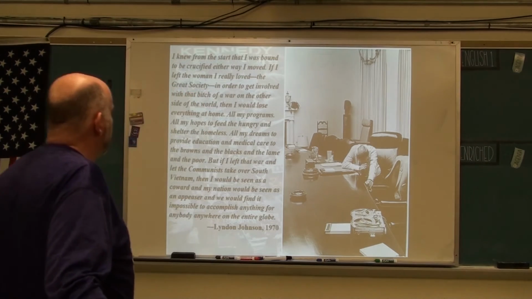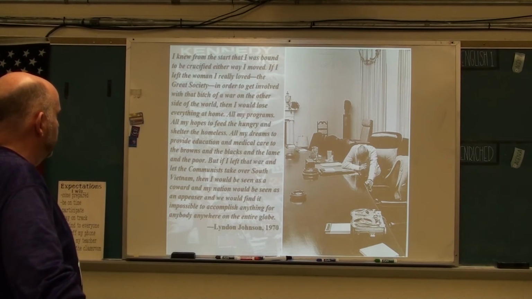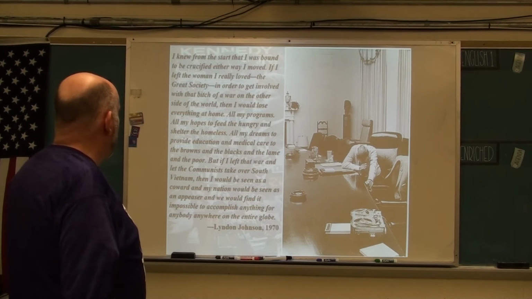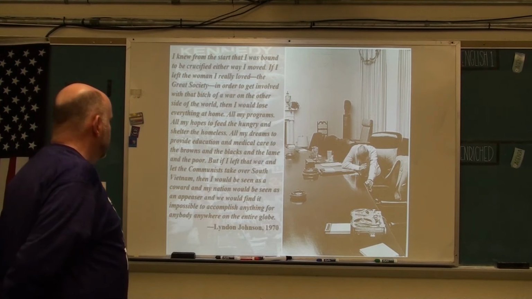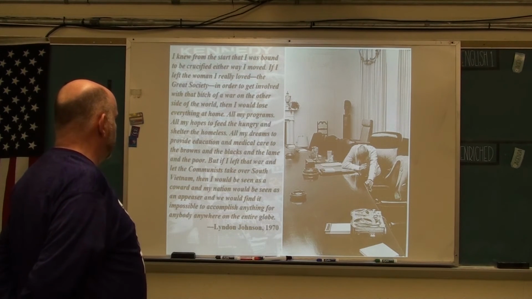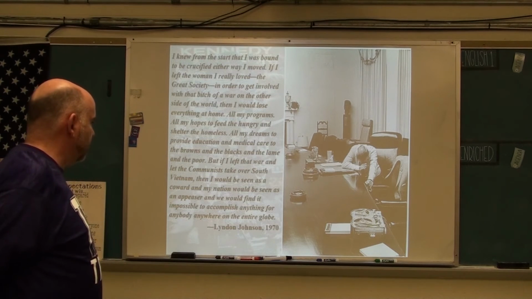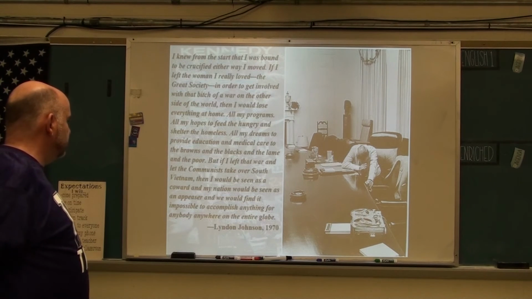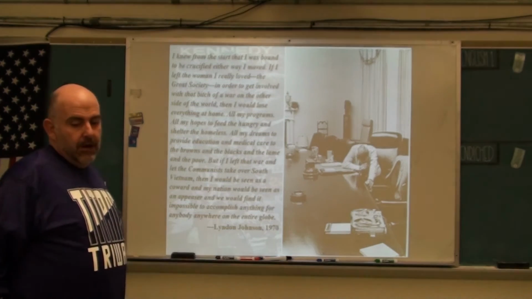In 1970, two years out of office, Johnson says, "I knew from the start I was bound to be crucified either way I moved. If I left the woman I really loved, the Great Society, in order to get involved with that bitch of a war on the other side of the world, Vietnam, I would lose everything at home. All my programs, all my hopes to feed the hungry and shelter the homeless, all my dreams to provide education and medical care to the browns and the blacks and the lame and the poor. But if I left that war and let the communists take over South Vietnam, I would be seen as a coward, and my nation would be seen as an appeaser and would find it impossible to accomplish anything anywhere around the globe."